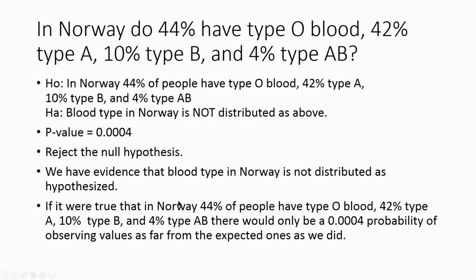Here's our rationale: if it were true that in Norway 44% have type O blood, 42% type A, 10% type B, and 4% type AB, there'd only be a 0.0004 probability of getting observed counts, the number in each category, as far from the expected ones as we did. So that's a little introduction to one-way chi-square. It takes data and asks if one categorical variable is distributed according to some preconceived hypothesis.